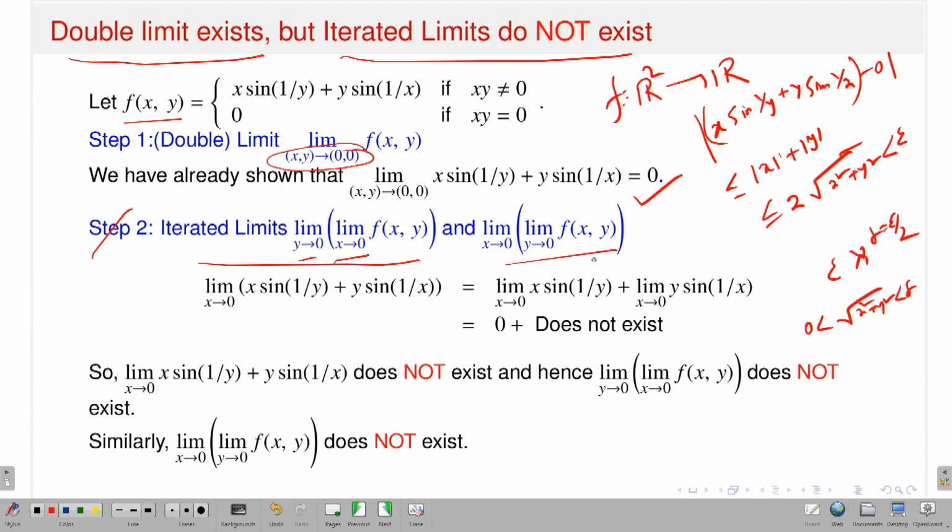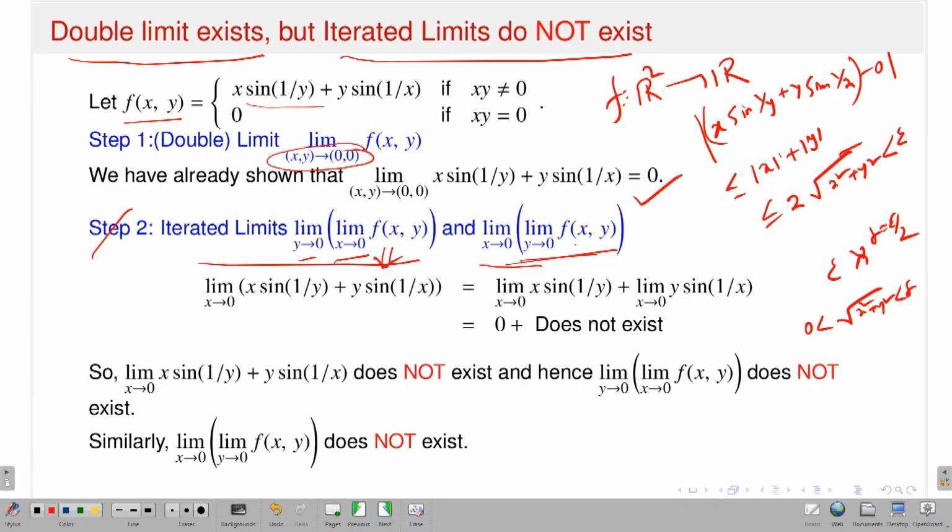And the second one: I will keep x as a fixed variable, taking the limit as y approaches 0, thinking of it as a function of a single variable, that means a real valued function of a real variable, and then finally I take the limit as x approaches 0. Okay, let's see. So, limit as x approaches 0, so that I am doing this part. So limit x approaches 0, f of xy.